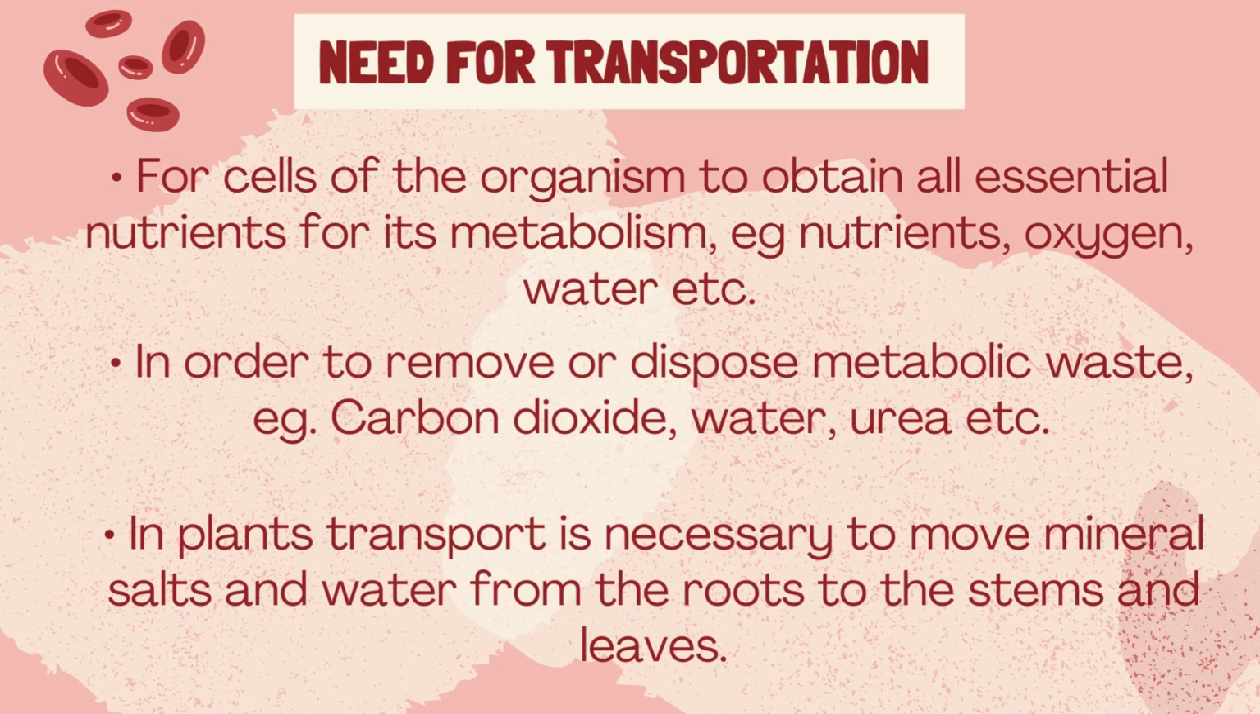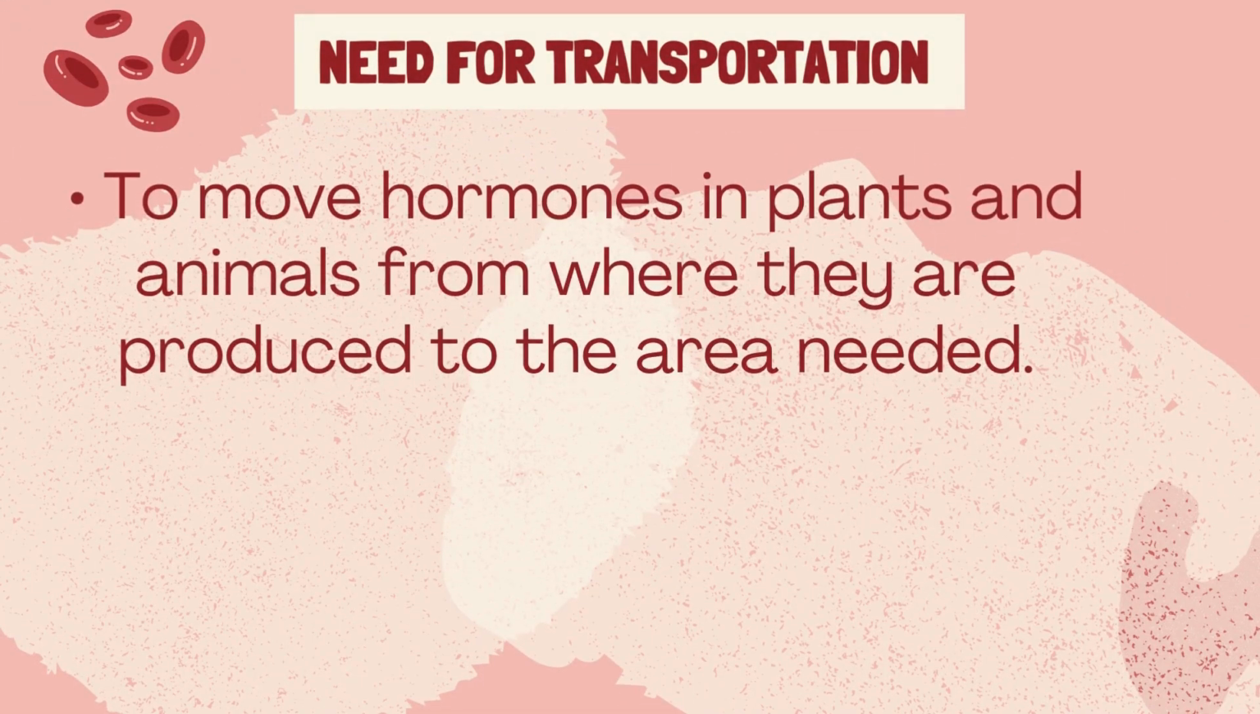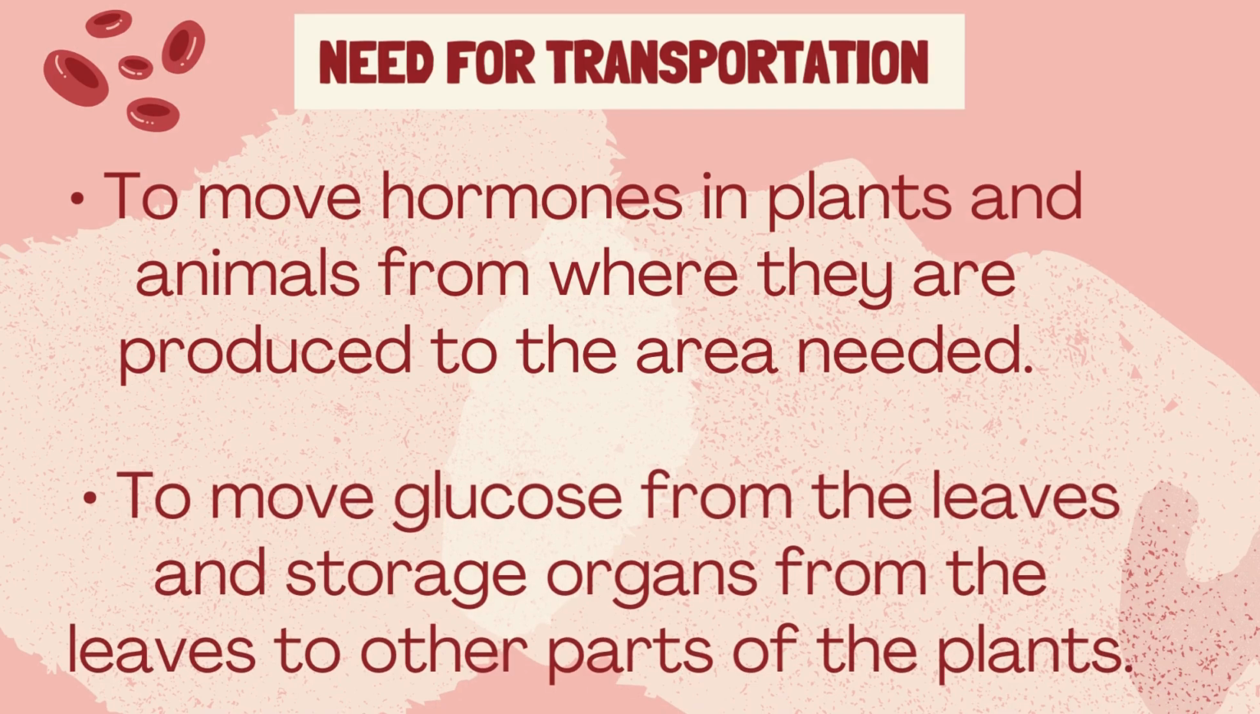Transport is also required to move hormones in plants and animals from where they are produced to the area where they are needed. Lastly, glucose produced from the leaves and storage organs of plants are regularly transported from where they are produced to other parts of the plant where they are being used.